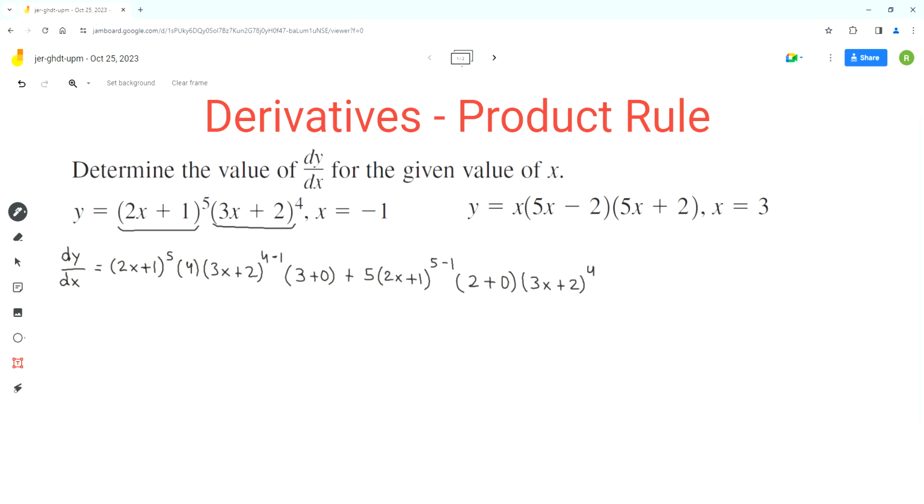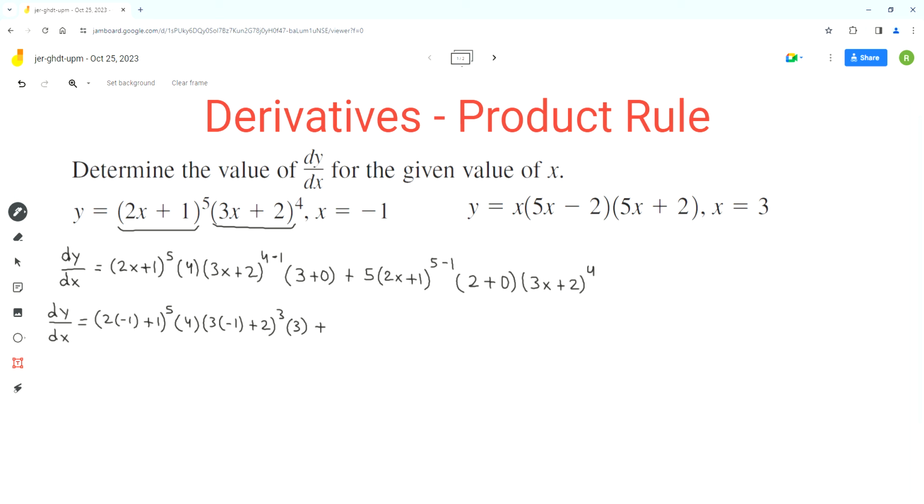Now we can sub in the value of x, which is given as -1, in this expression to find the value of dy over dx. So we do not have to simplify it first. We can input the value of x in this next step. So dy over dx equals, in the first parentheses we do (2 times -1 plus 1) exponent 5 times 4 and then (3 times -1 plus 2) exponent 3. And 3 plus 0 is equal to just 3.